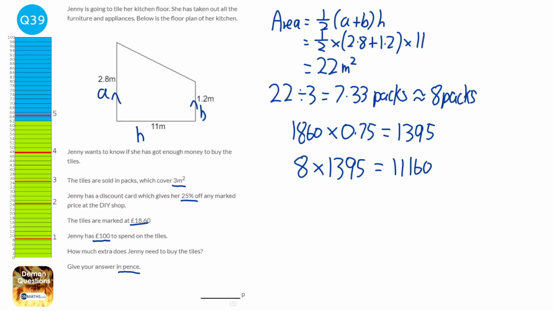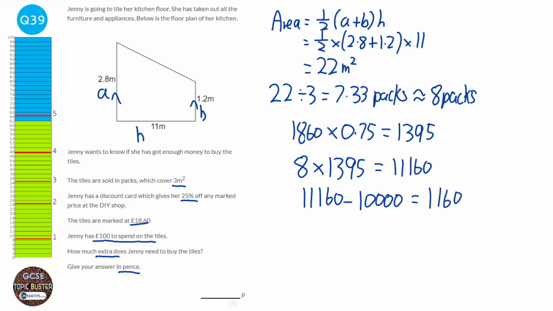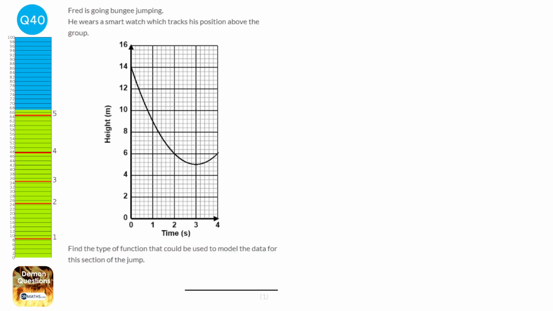But Jenny has £100 to spend, and we're asked how much extra does she need. So we're going to do the 11,160, take away the 10,000 pence that she has, which will give us 1,160 pence. So she needs to find £11.60 or 1,160 pence from somewhere. So for this question, we need to understand the different types of graphs from different functions.